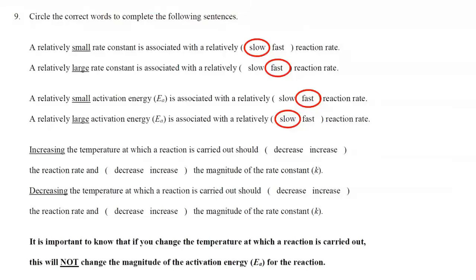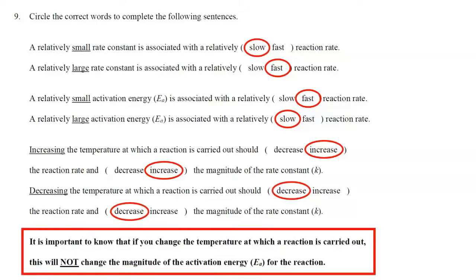Increasing the temperature at which a reaction is carried out should increase the reaction rate as well as increase the magnitude of the rate constant. Again, flipping it around, decreasing the temperature at which a reaction is carried out should decrease the reaction rate and also decrease the magnitude of the rate constant.